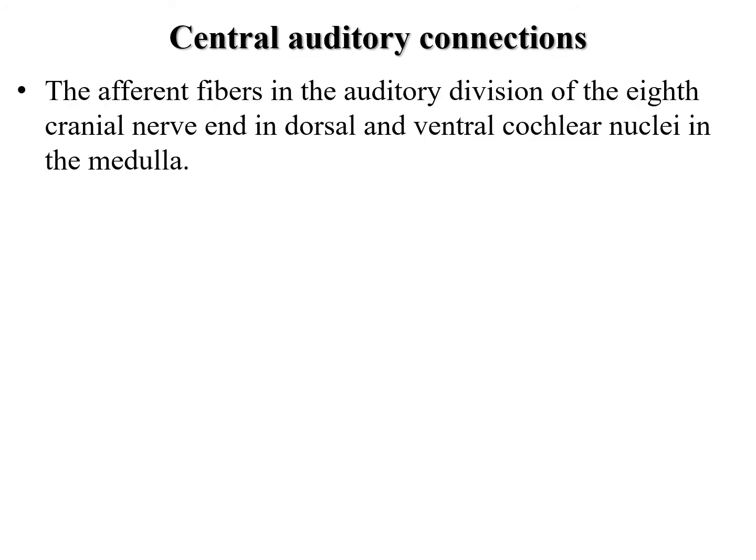If you remember, the spiral ganglion was composed of bipolar cells. Bipolar cells means they had two processes. One was receiving signal from the basal parts of the hair cells, while the other one was relaying the signal towards the central nervous system. These fibers which relay the signal towards the central nervous system constitute the auditory or cochlear division of the 8th cranial nerve.